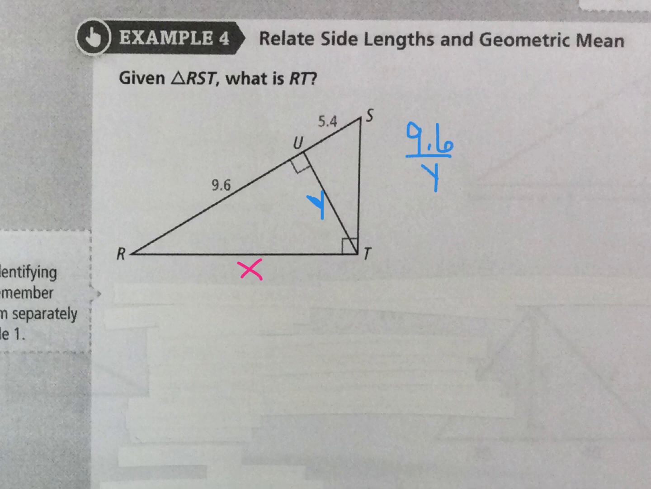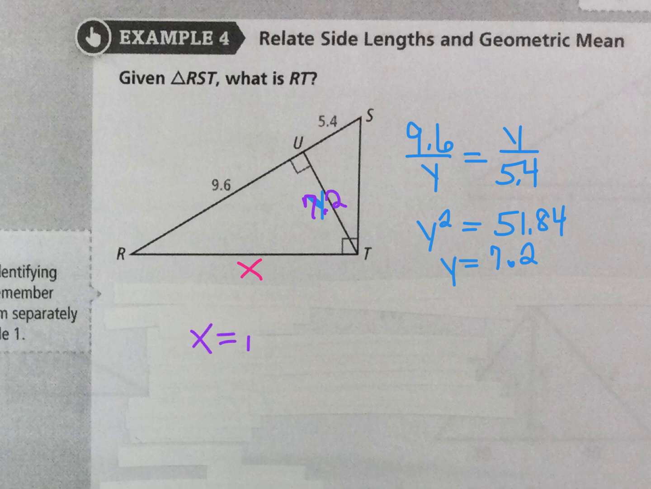9.6 is to Y as Y is to 5.4. So Y squared equals 51.84, so Y equals 7.2. Now that I have that, I can use the Pythagorean theorem. X is the hypotenuse, so it will be plus. Put that in my calculator, and I would get 12.